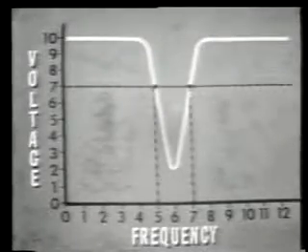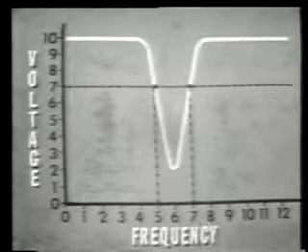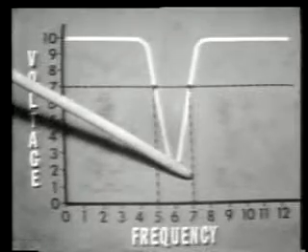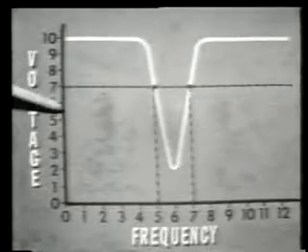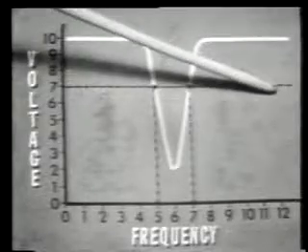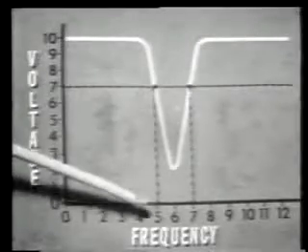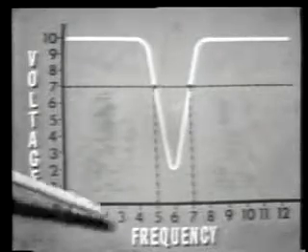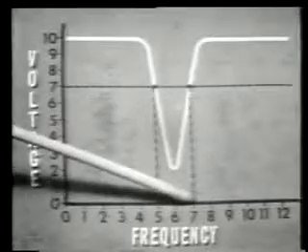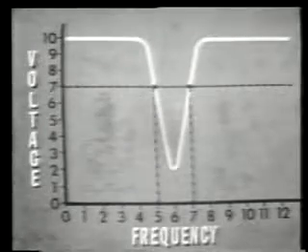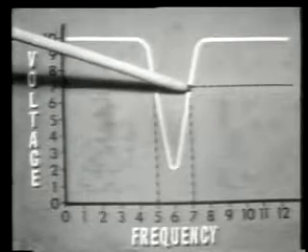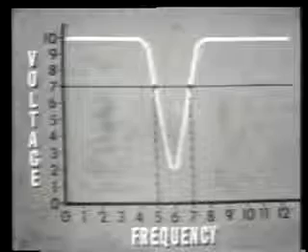The graph of output voltage shows that this filter rejects frequencies from 500 to 700 hertz, but it passes all others, those below 500 hertz and those above 700 hertz. The cutoff frequencies are here, 500 and 700 hertz. Those frequencies from 0 to 500 hertz and from 700 hertz on up are in the band pass, and those frequencies between 500 and 700 hertz are in the attenuation band. All right, that's our basic filters.